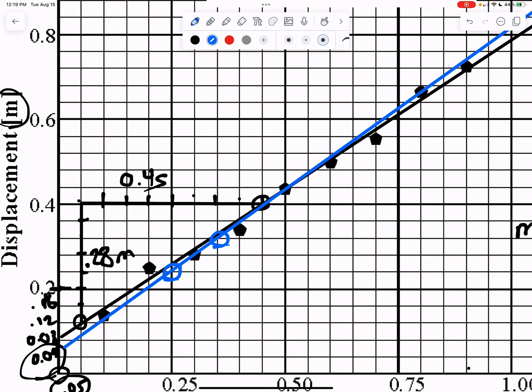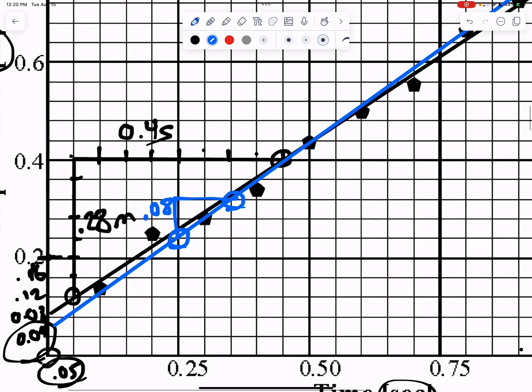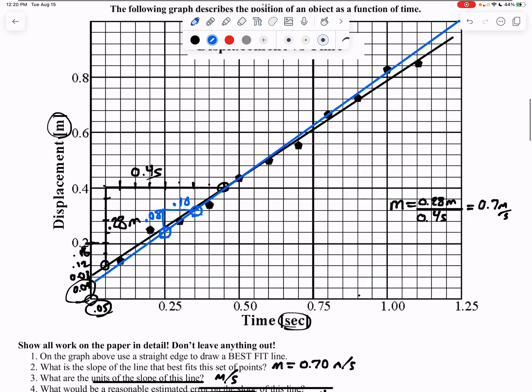So my max slope, I'm going up 2 boxes. 2 boxes times 0.04 gives me a rise. So there's my rise, there's my run. I have a rise of 0.08. My run is 2 boxes. 2 boxes times 0.05 would be 0.1. And if I go 0.08 divided by 0.1, I get 0.8.